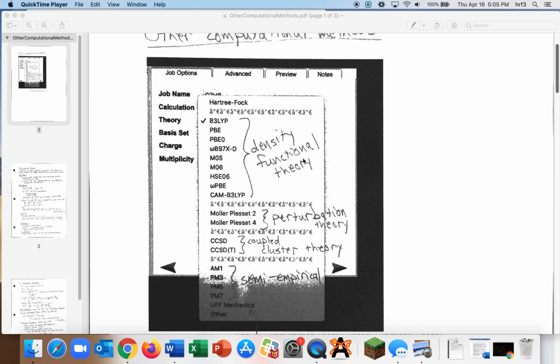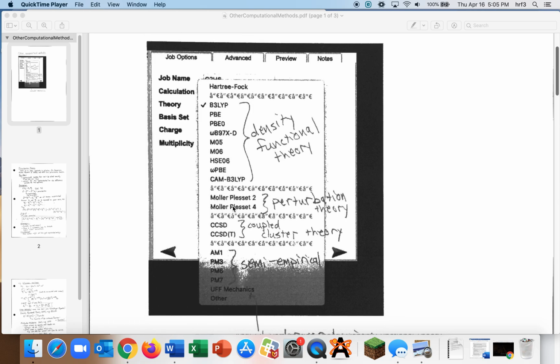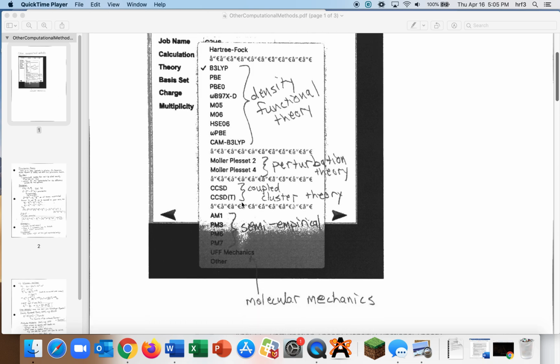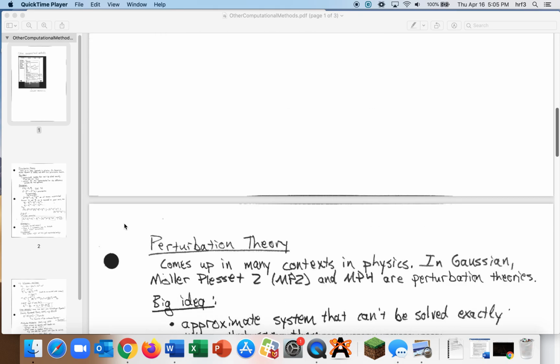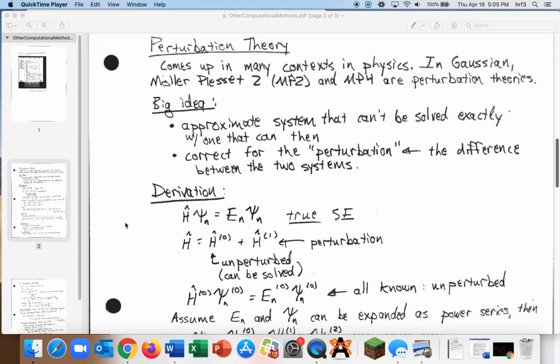So here's a screenshot from Gaussian. These are all density functional theories. B3LYP is the one that is probably best known and used. These two are perturbation theories. I'm not going to talk about coupled cluster theory. Those are a little more unusual. These are semi-empirical theories, and then it's hard to see here, but the UFF mechanics is a flavor of what's called molecular mechanics.